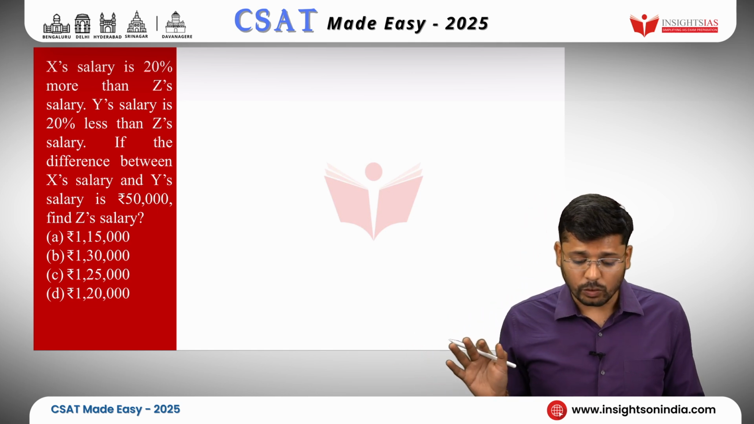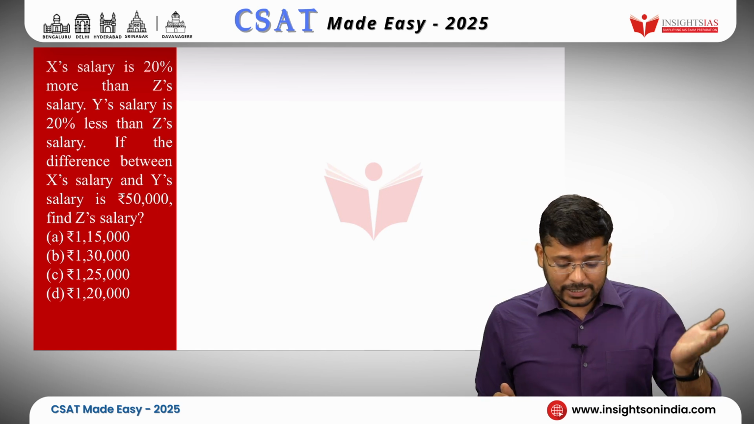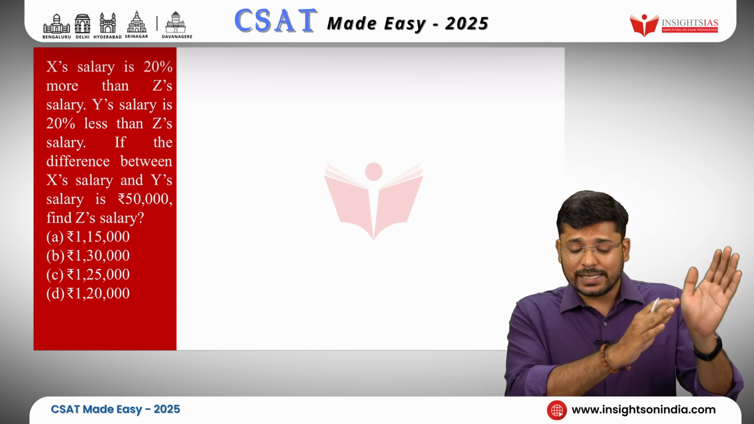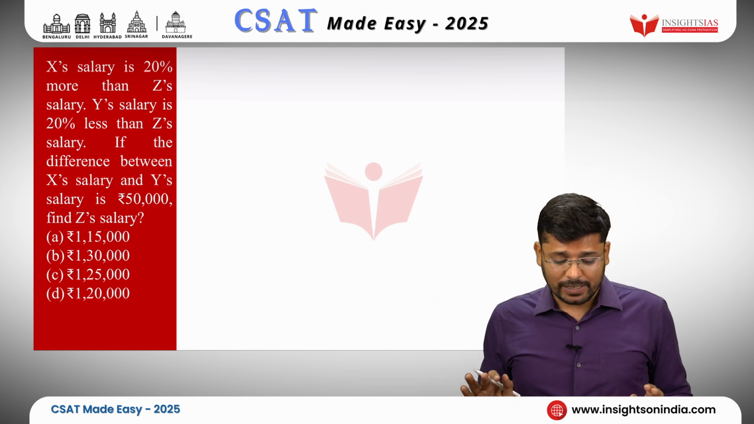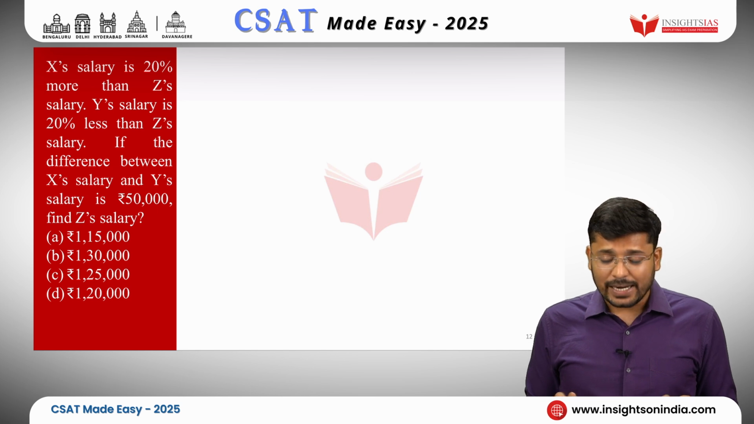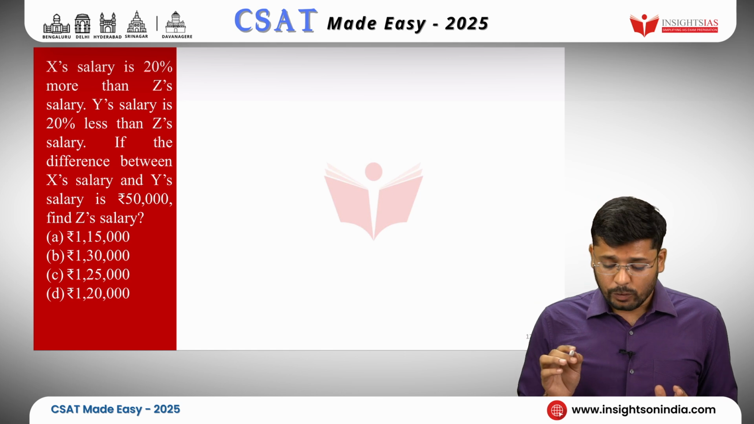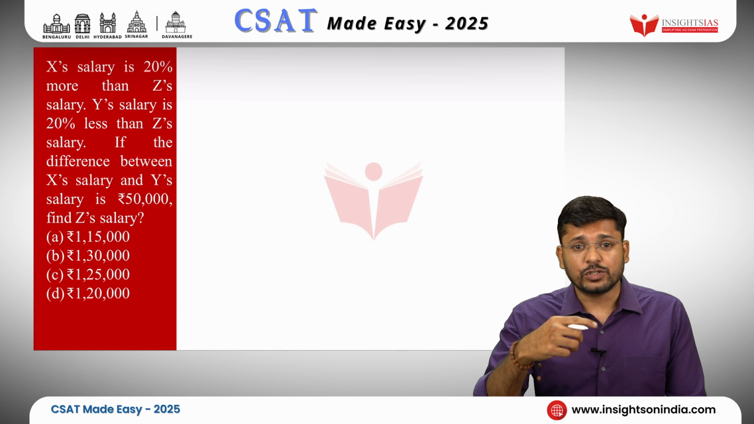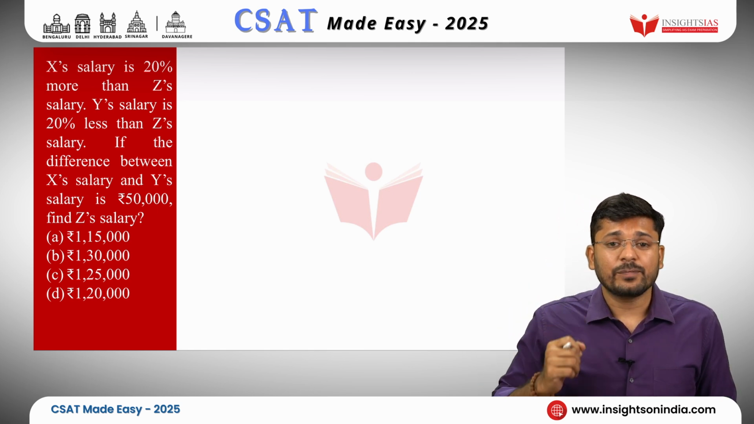Okay. Now, first let's understand the question. There are three persons, X, Y and Z. X's salary is 20% more than Z's salary, and Y's salary is 20% less than, again, Z's salary, and the difference between X and Y's salary is 50,000, and they want to find out the salary of Z. Now, X and Y, both of them are being compared to Z, right? So we will assume Z's salary to be 100 coins, not rupees, 100 coins.